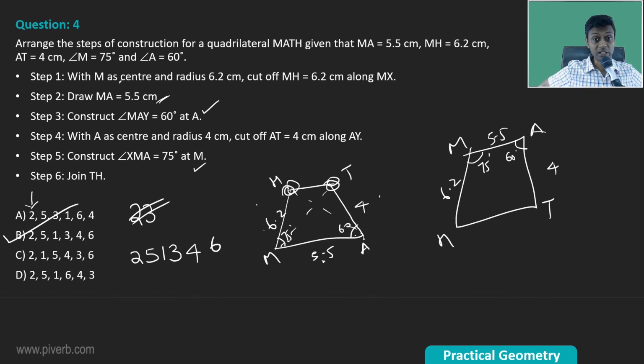Break all these quadrilateral constructions into two triangles, and then we are good to go. Find the right two triangles and then we can simplify this.